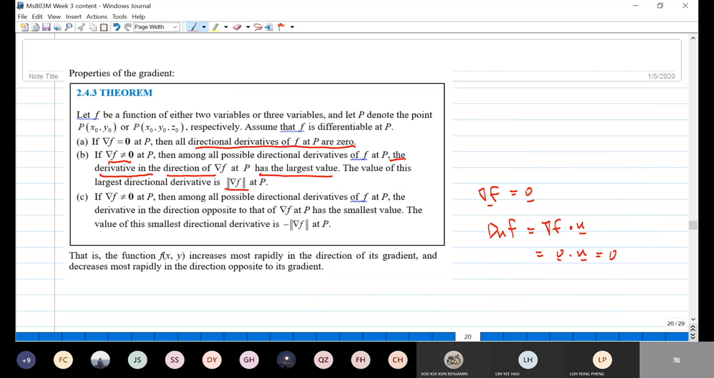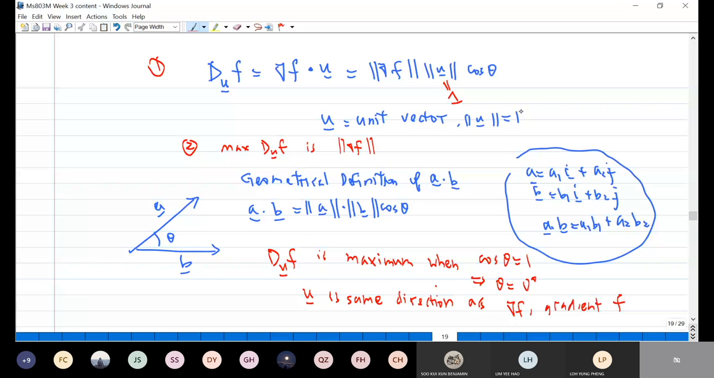Then how about the possible direction where it is opposite? If you take the direction opposite to gradient f, then you get the smallest value. Smaller in the sense that it's not zero, it's just the most negative value. The rate of change is negative, the most negative value. That's why you get this direction of most negative value, minus gradient of f. How come? Because of the cosine function. Cosine theta has a maximum of 1 and a minimum of minus 1. That's why you get positive 1 and negative 1 here.